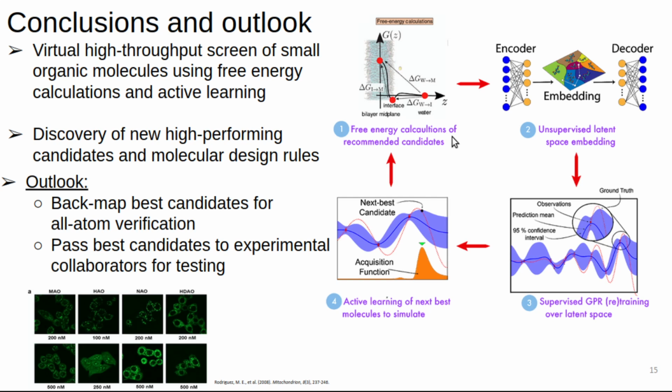Some future outlook for this work is to, once we've finished a search in this coarse-grained space, back map some of the best candidates we've identified into all atom space for further verification, eventually passing the best candidates from that search on to our experimental collaborators that can directly measure the affinity and selectivity of these molecules to cardiolipin by actually staining cells and measuring their selectivity and affinity.